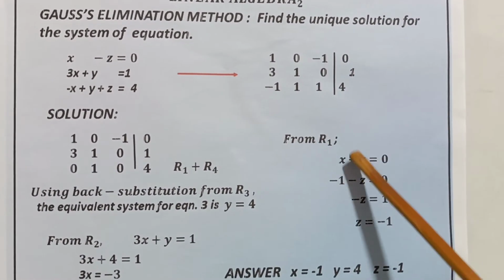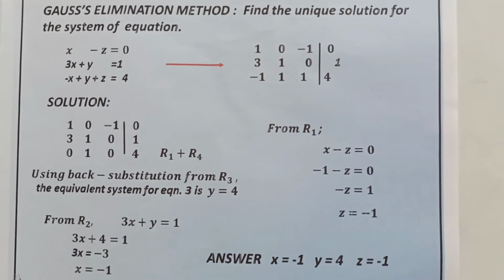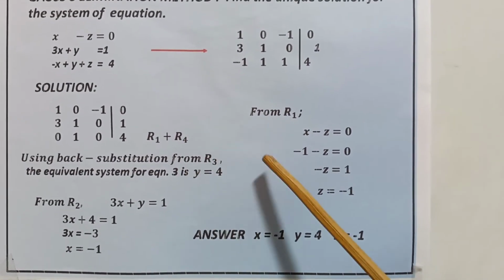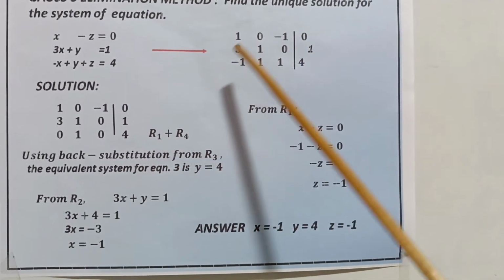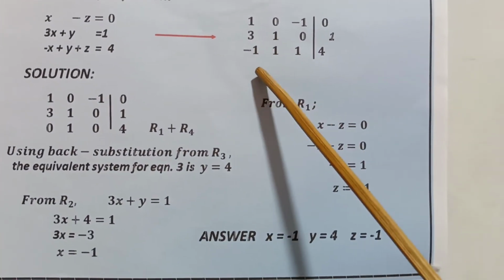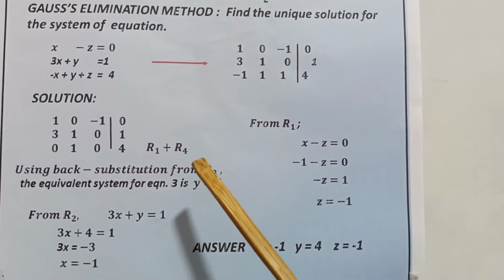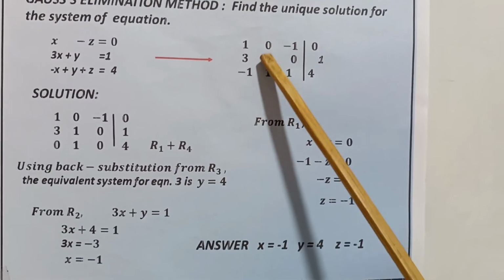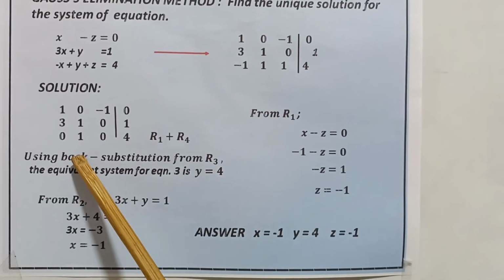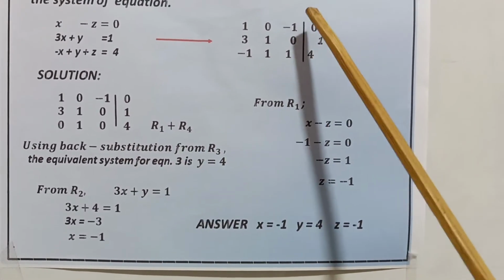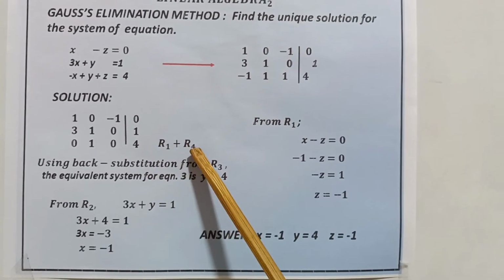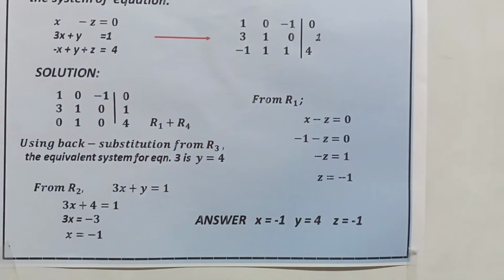Having this system here, we are going to subtract, no? I mean add. Excuse me. We add row 1 to row 3, no? This is row 3, no? So 1 plus negative 1 is 0. 0 plus 1 is 1. Negative 1 plus 1 is 0. 0 plus 4 is 4. This should be row 3.